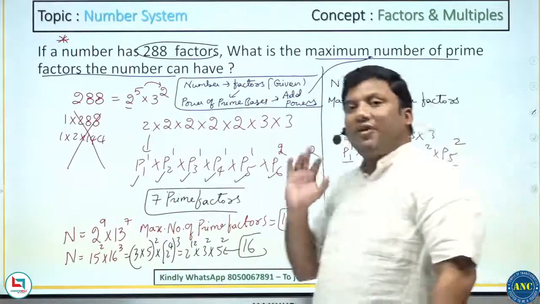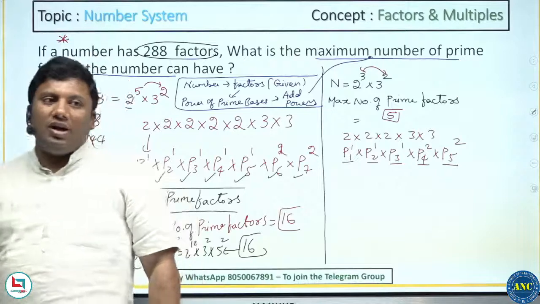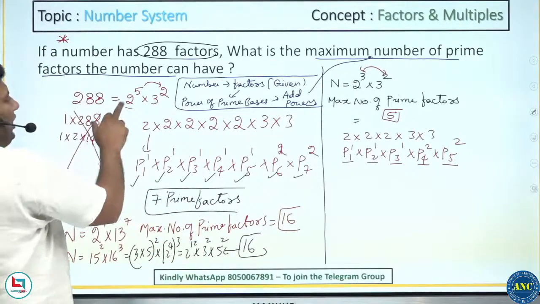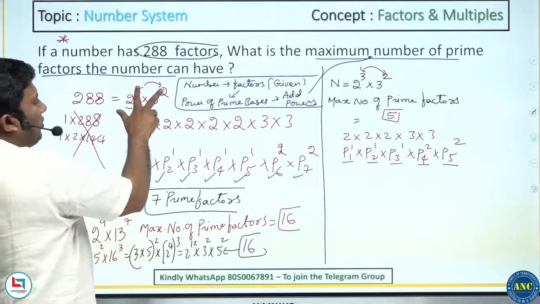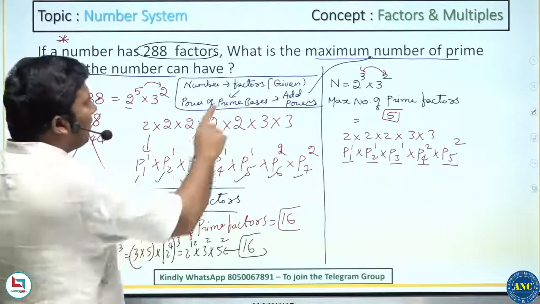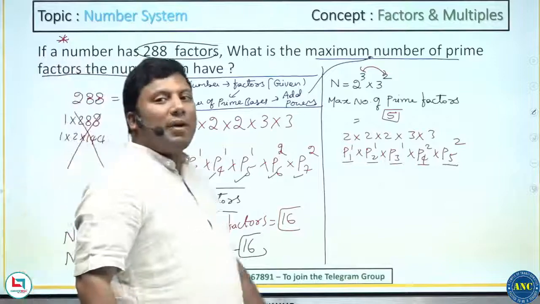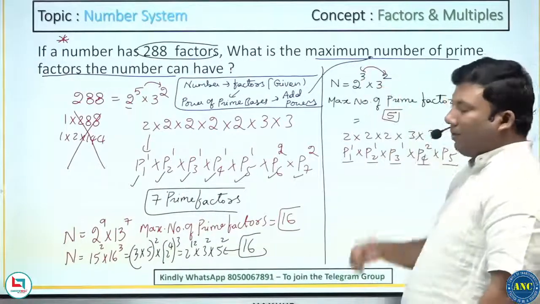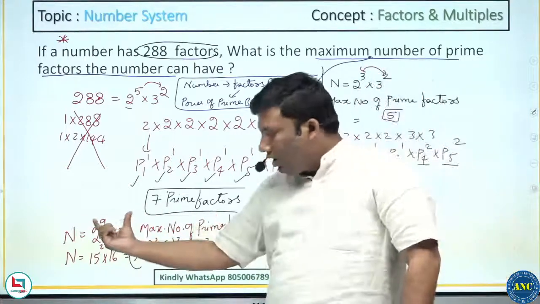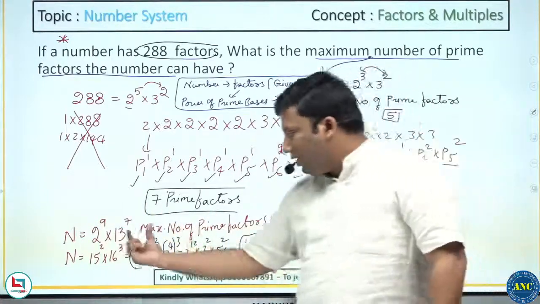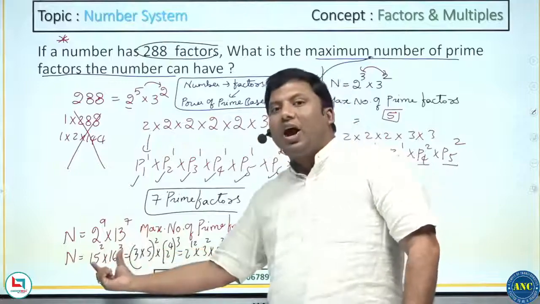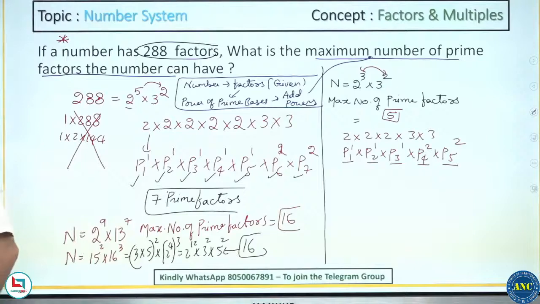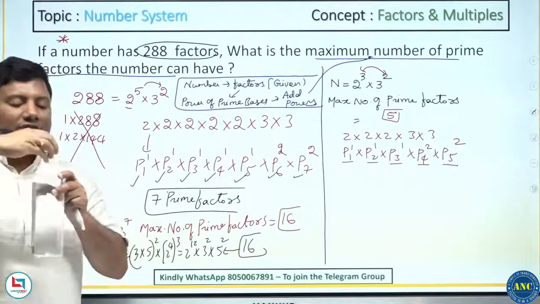If the number of factors is given in the question, write the factors as a power of prime bases. 288 is 2 power 5 into 3 square. Add the powers. When you add the powers, you will get the maximum number of prime factors. 5 plus 2 is 7. 3 plus 2 is 5. 9 plus 7 is 16. If it is a composite number, write the number as a power of prime bases.